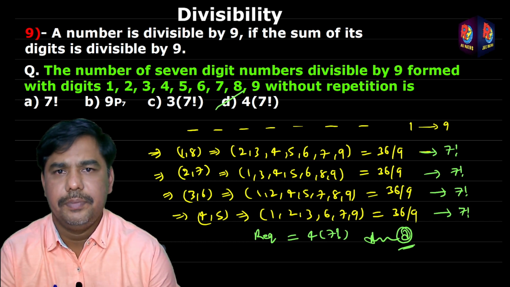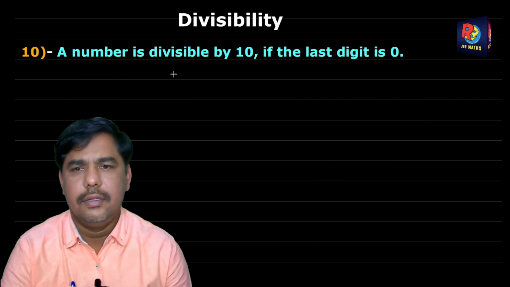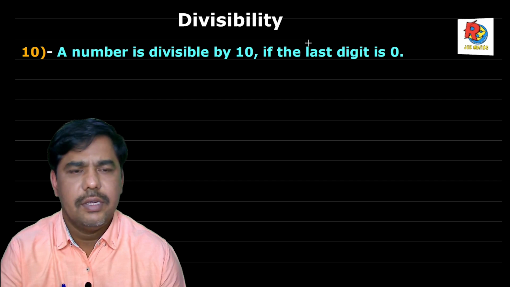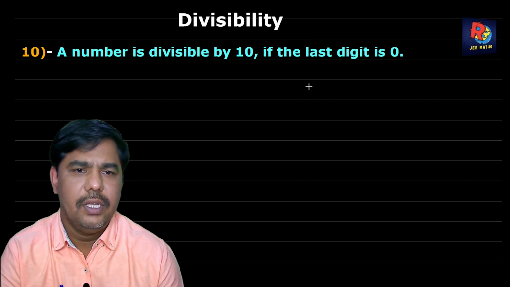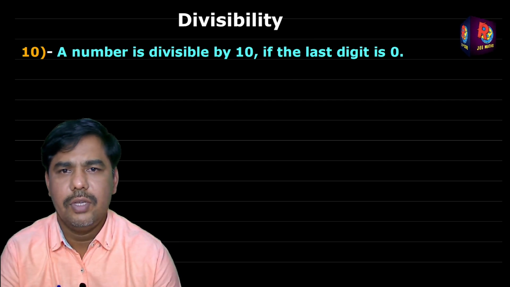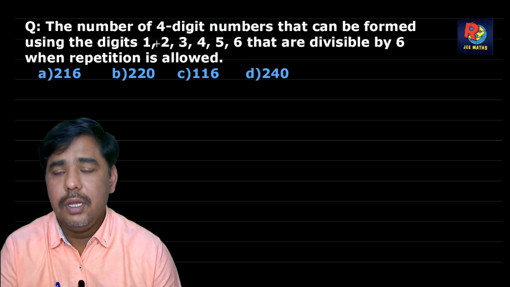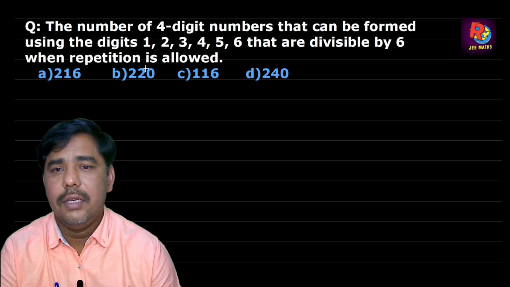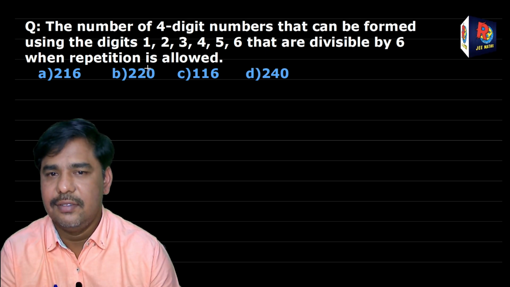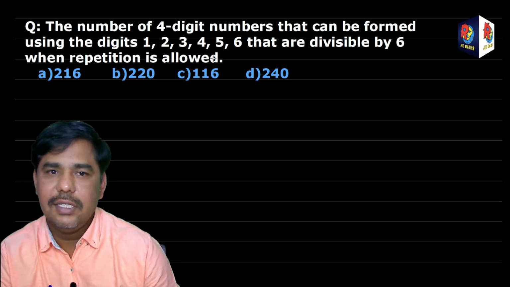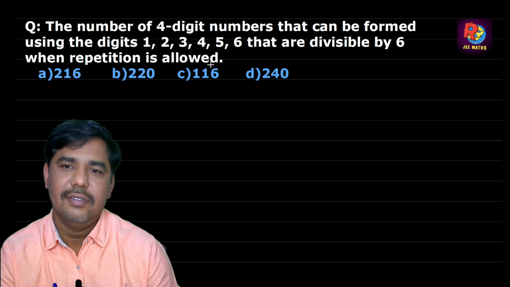Next one, the 10th. Divisible by 10 means obviously we know that the last digit should be 0. No issue about that one. Next, we discussed the case where repetition is not allowed. Now, what if repetition is allowed?